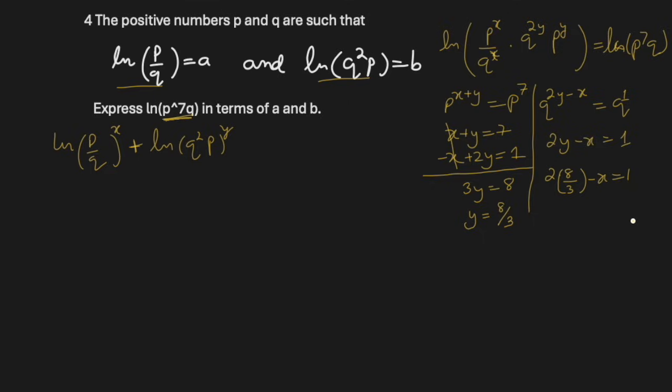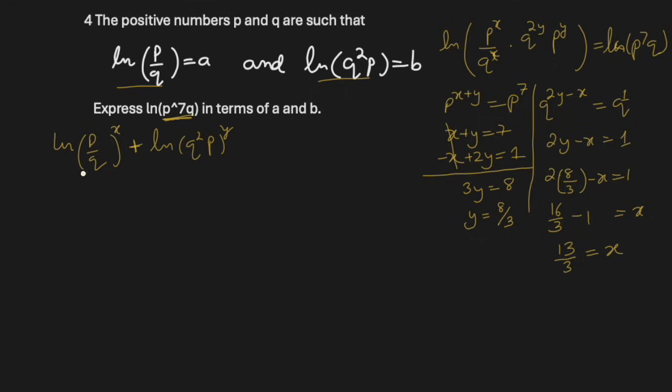Let me bring the x to the other side. So x equals 16 over 3 minus 1. Okay, this one comes here. So it becomes 13 over 3 equals x. Now we will apply them here.